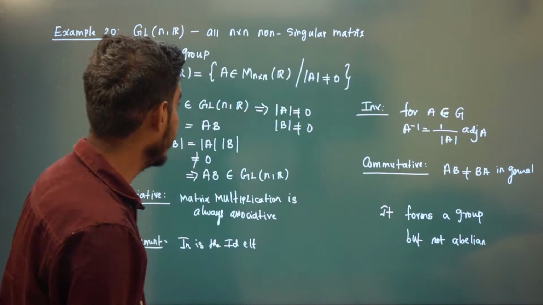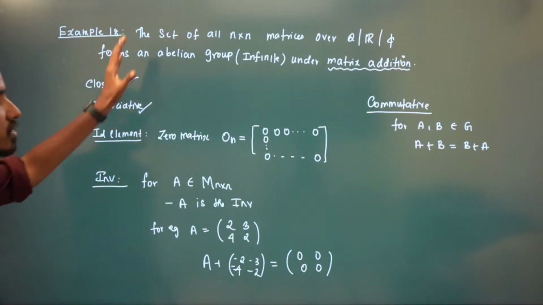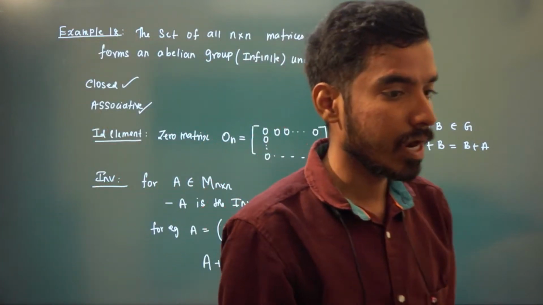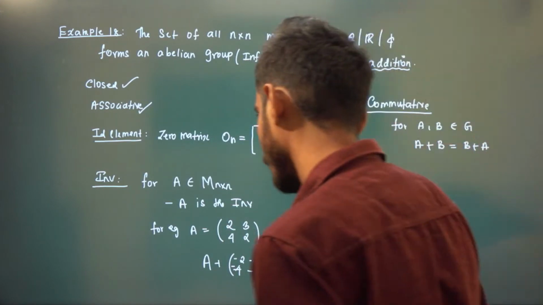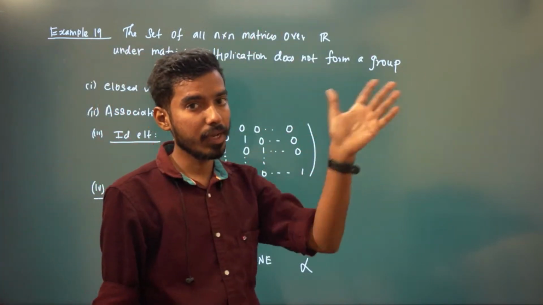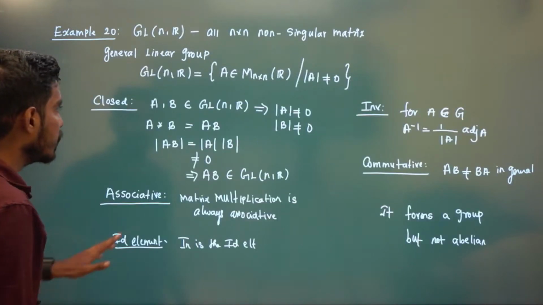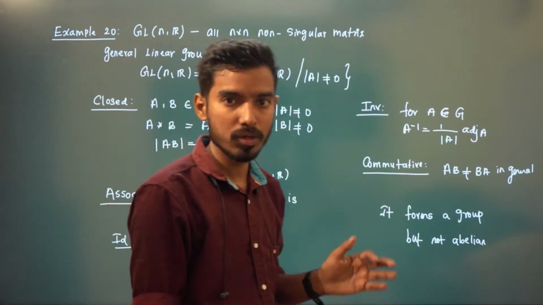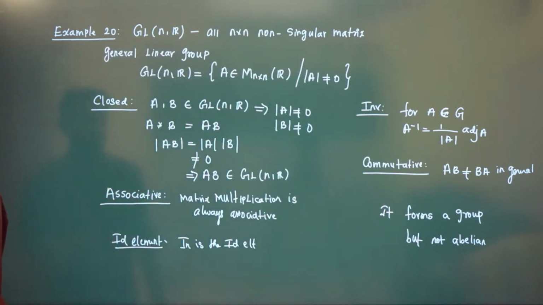So we have seen 3 examples. The first example is all those n by n matrices under addition, which forms an abelian group. Under matrix multiplication, all those n by n matrices will not form a group. But if you collect all those matrices whose determinant is not equal to 0, then that will form a group under matrix multiplication, but not an abelian group. So example 21.